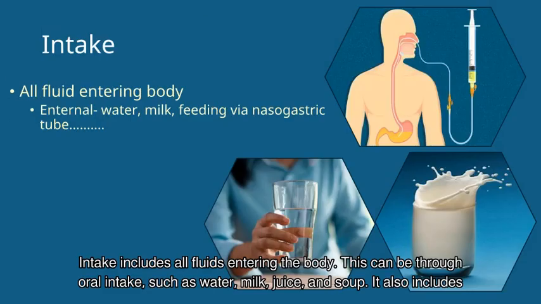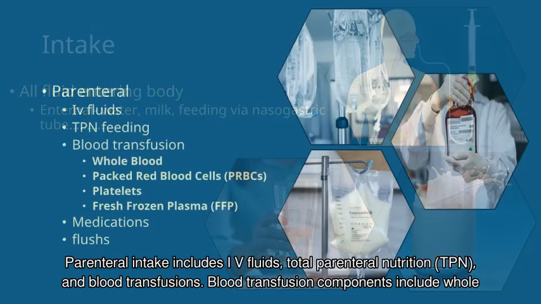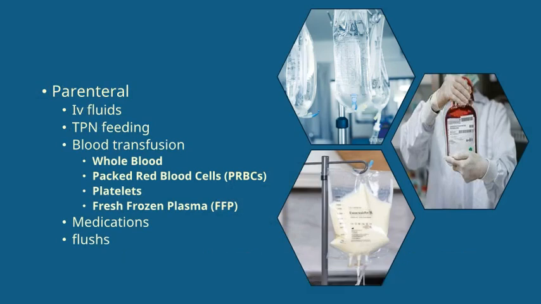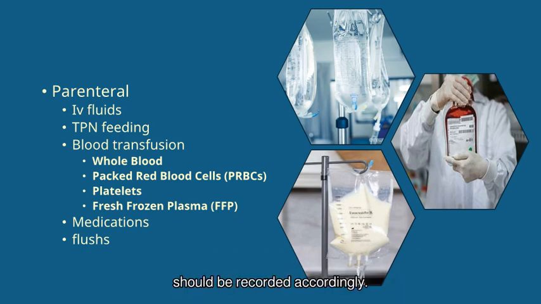Intake includes all fluids entering the body. This can be through oral intake, such as water, milk, juice, and soup. It also includes enteral feeding via a nasogastric tube. Parenteral intake includes IV fluids, total parenteral nutrition, TPN, and blood transfusions. Blood transfusion components include whole blood, packed red blood cells, PRBCs, platelets, and fresh frozen plasma, FFP. Medications and flushes also contribute to intake and should be recorded accordingly.